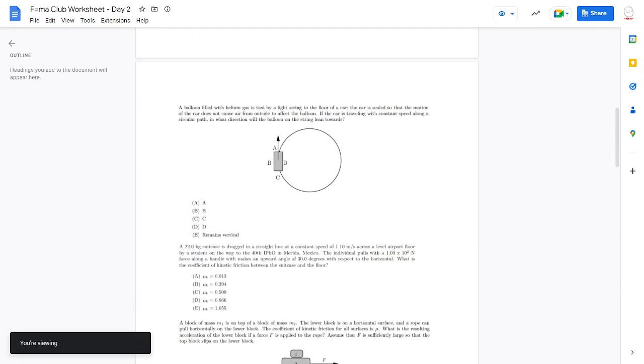So next problem, also an easy one, conceptual. This is going to be about circular motion. We have a car that is currently going around a circle, moving at constant speed, so its net force is going to be equal to 0. And we also have a balloon filled with helium. So let's go back here. We have a car that's going around a loop. That's the basis of this problem.